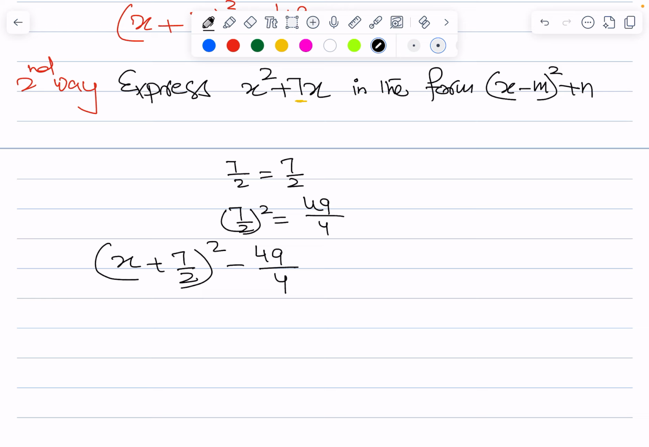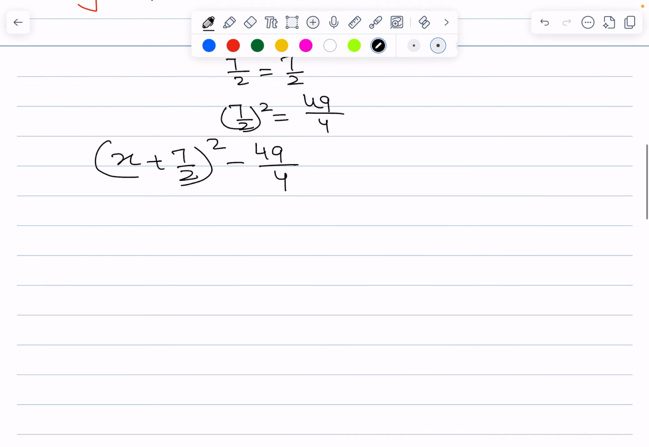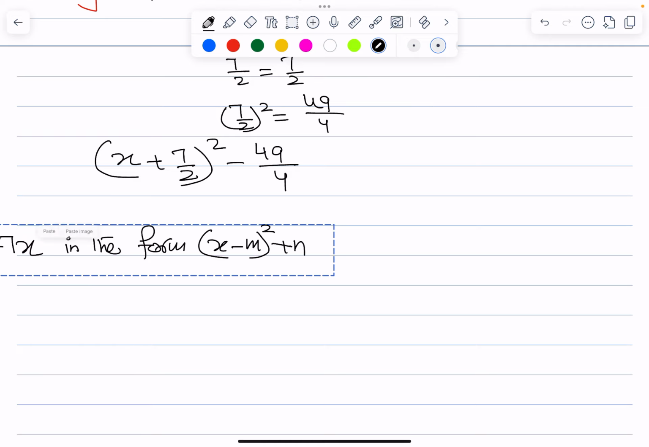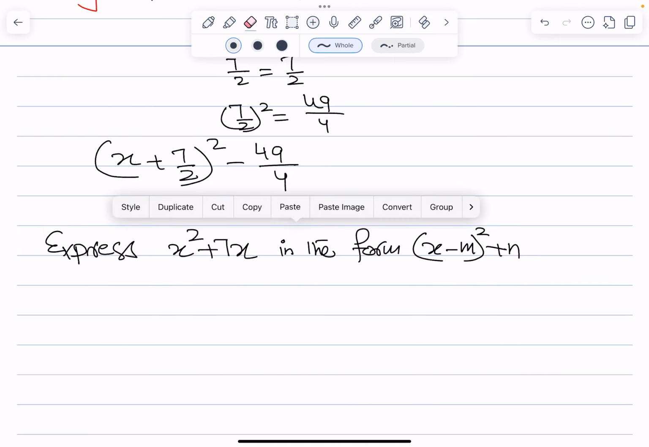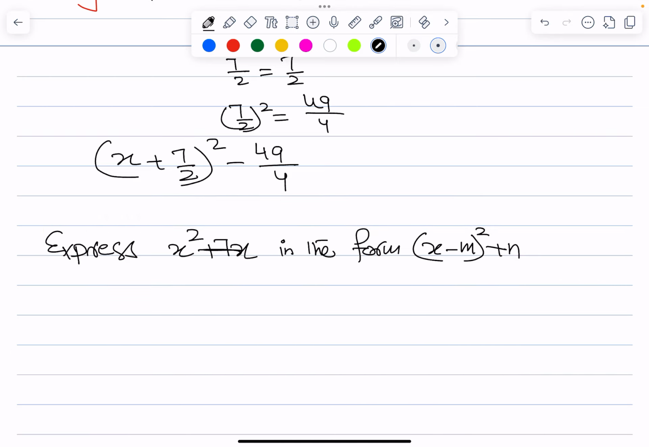The comparison way is long, it will take some time, but you can solve this question with the other way too. For example, another question: express x square minus 8x plus 15 in the form x minus m whole square plus n.